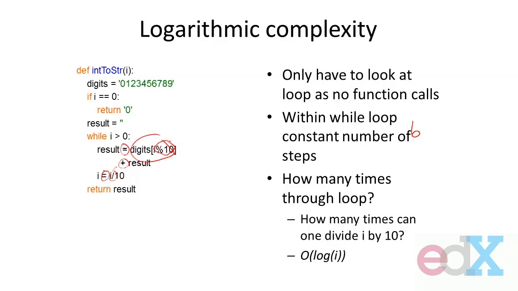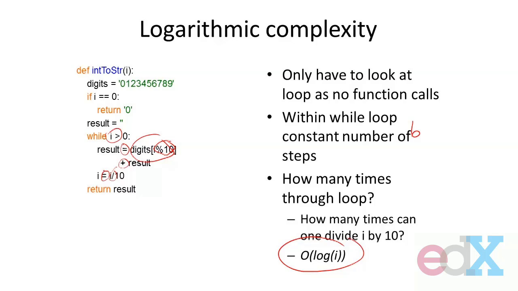But it doesn't depend on the size of I. It's always the same thing, 6 steps within the loop. So really what matters is how many times do I go through the loop? And for that, I have to think about, so what is changing? And what's changing is the iteration variable, or the loop variable I. And at each stage through the loop, it gets divided by 10. So how many times can I divide I by 10 before I get down to a single digit case? And the answer is a logarithmic time. So this is order log n.